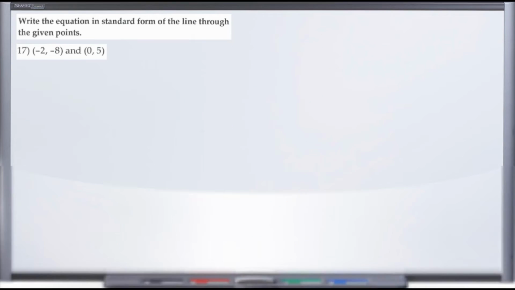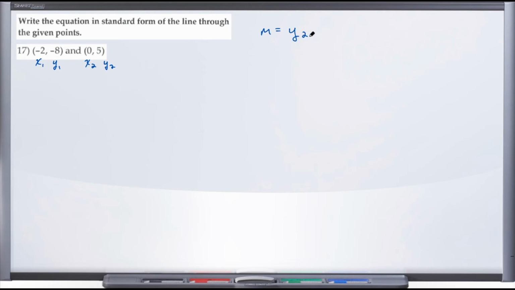All right, I said we were going to take a look at 17 here as well, so let's go ahead and do that. So again, write the equation in standard form of the line through the given points. So we're going to go ahead and label x1, y1, x2, y2. And we want to plug this information into our slope formula. So y2 minus y1 over x2 minus x1.